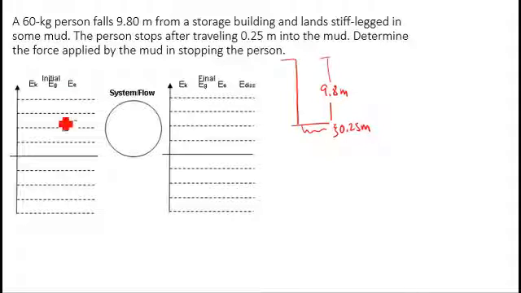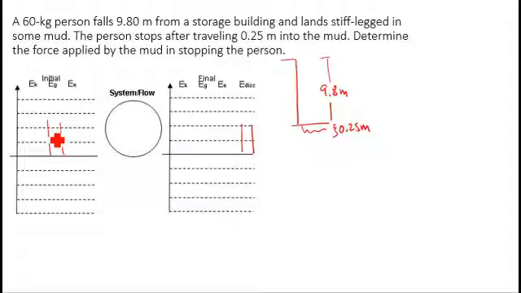So initially I have gravitational potential. I don't have any kinetic because I'm not moving, and I don't have any elastic because there's no spring. And at the end, I can think about having thermal energy, or I can also think about the work done by the mud. Either one, it doesn't really matter.